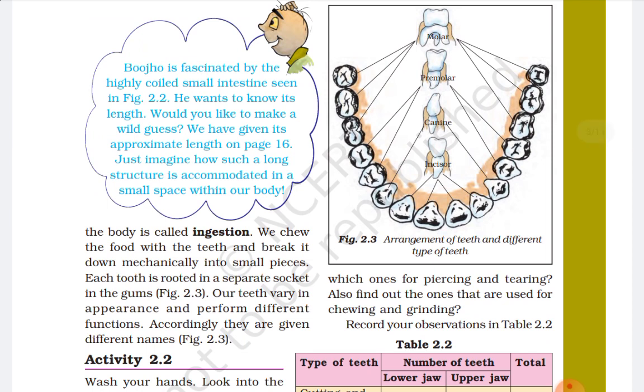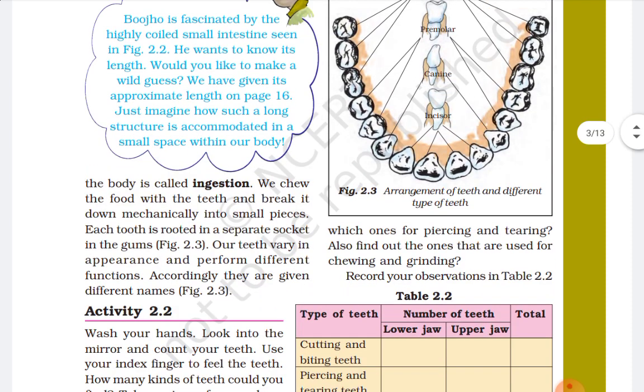Now we come to chewing the food. In the ingestion process, when we take the food inside our mouth, we chew the food with the teeth and break it down mechanically into small pieces. Each tooth is rooted in a separate socket in the gums. Our teeth vary in appearance and perform different functions accordingly. They are given different names.